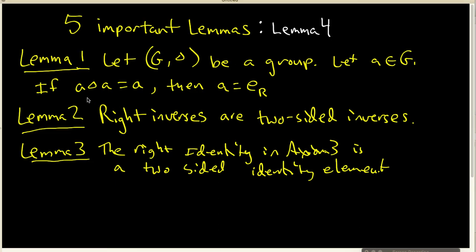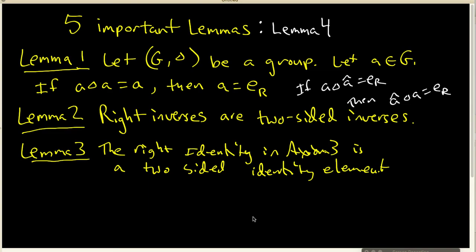Our first lemma said that if we are in a group and we happen to have an element A, and we triangle it with itself, so A triangle A is equal to A, then we know that A is actually the right identity in the group. The second lemma said that right inverses are actually two-sided inverses. In other words, if we know that A triangled with A hat is equal to ER, then we also know that A hat triangled with A is equal to ER.